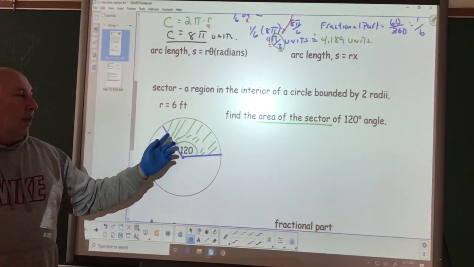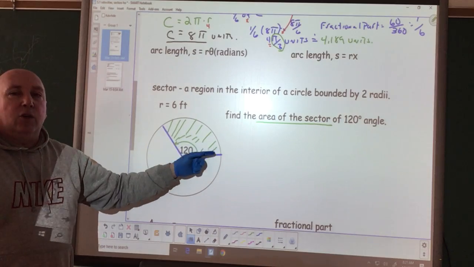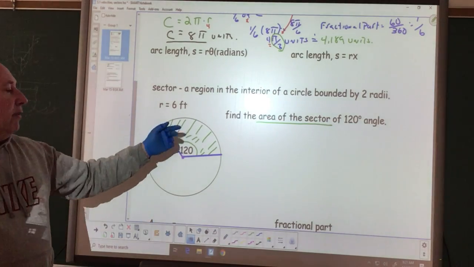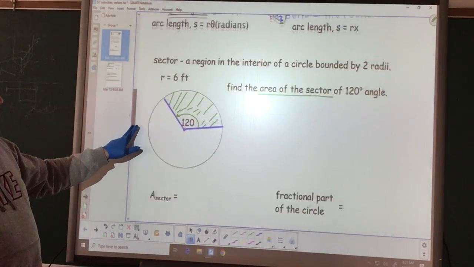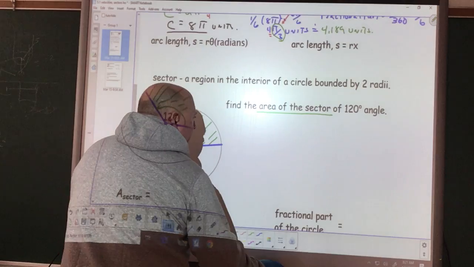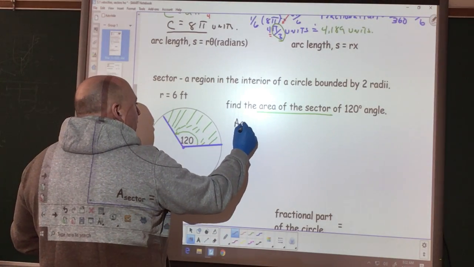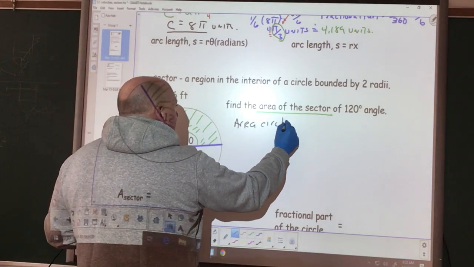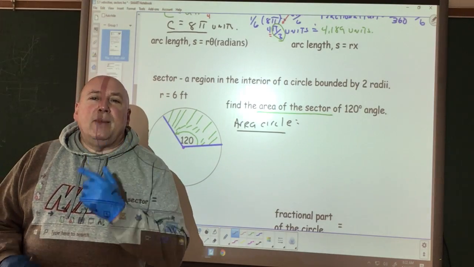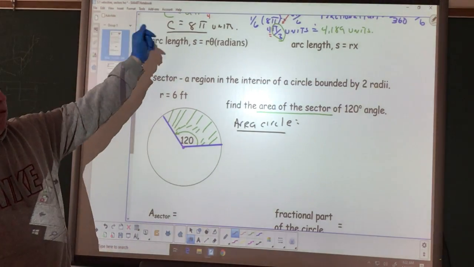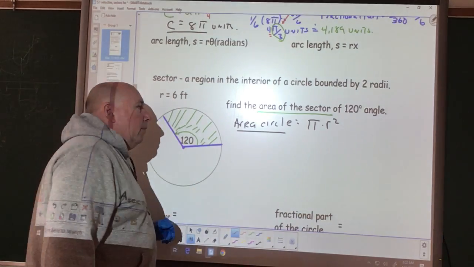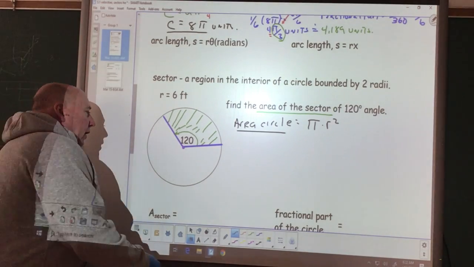We're looking for the pizza, really. When we're talking about arc length, we're just looking at the crust. Now we're talking about the good stuff, the pizza, that we can eat up. What is the area of that sector? Well, once again, how do I calculate the area of a circle? That's a thinker. The circumference is 2 times pi times radius, and the area is calculated by pi times our radius squared.